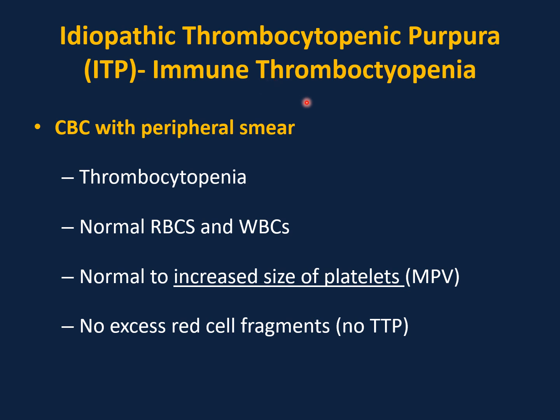Diagnosis of ITP is from the history. Typically, a healthy child presents with petechiae or nosebleed. And if you do the CBC, you will see the platelet count is low, thrombocytopenia with normal red blood cells and white blood cells. So only one cell line is affected, the platelet, but the red blood cells and white blood cells are normal. And if you look at the peripheral smear, you will see between normal size and increased size of the platelets. No excess of red cell fragments, no abnormal red blood cells, and no schistocyte. So this is typical in cases of ITP.